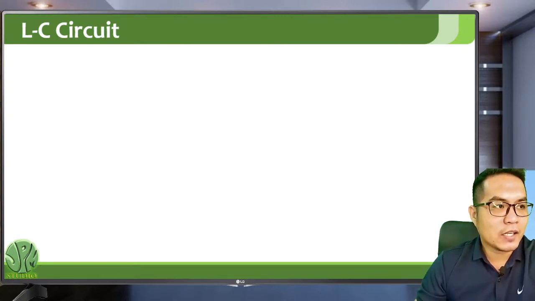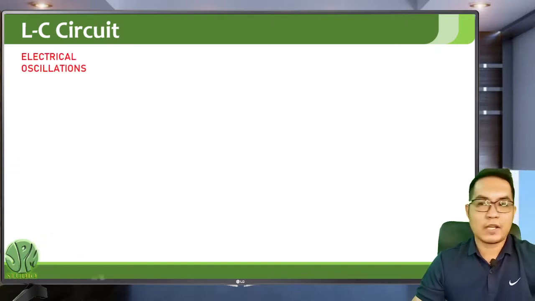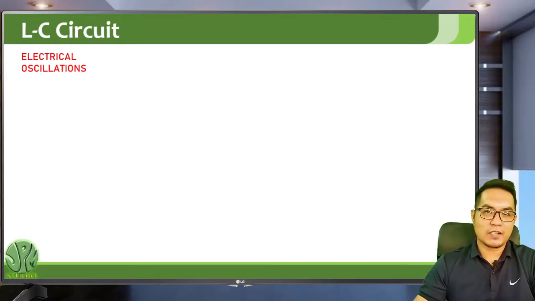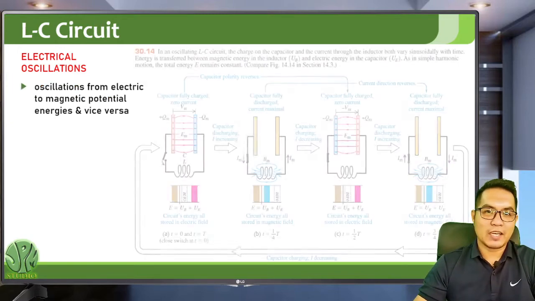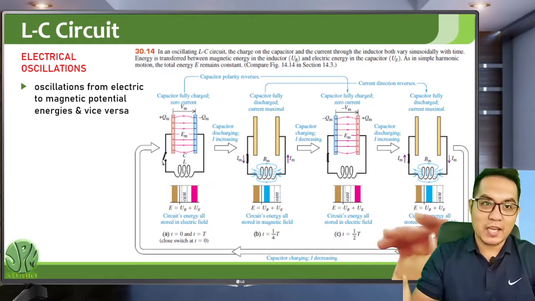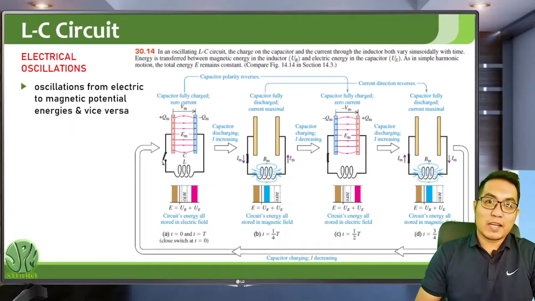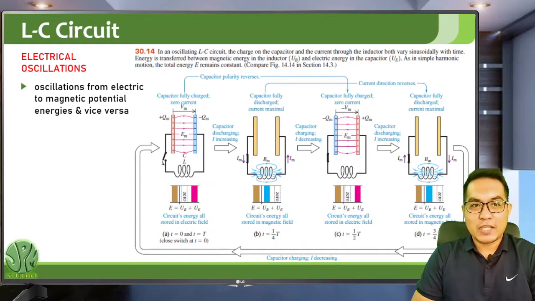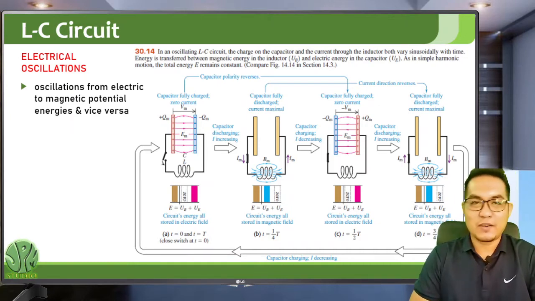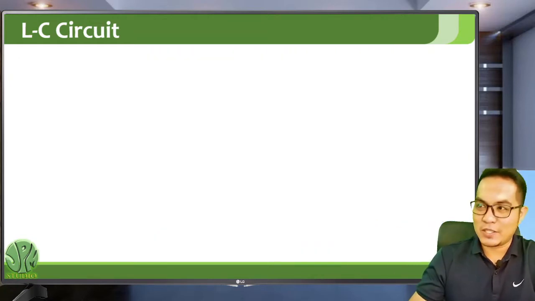This is an inductor capacitor connection. So in an inductor capacitor circuit, or LC circuit, you will expect to have electrical oscillations because a capacitor stores electric potential energy and an inductor stores magnetic potential energy. So there will be oscillations from electric to magnetic potential energies and vice versa. They're basically just trying to charge each other. The capacitor charges the inductor, and then the inductor charges the capacitor, and vice versa. There will be electrical oscillations.